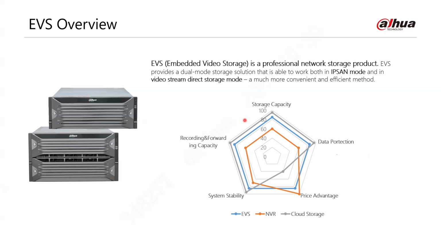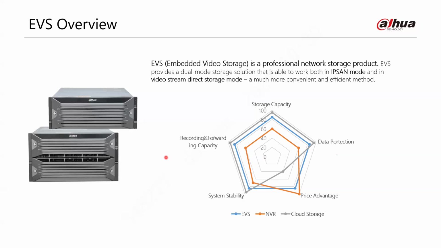So you can see from this particular EVS, we have different storage capacities. We have from 0 to 100 storage base. Then again, we have this other ability for recording and forwarding the capacity, whereby we have a high speed way of retrieving the data and storing the data through what we call the SAS technology.